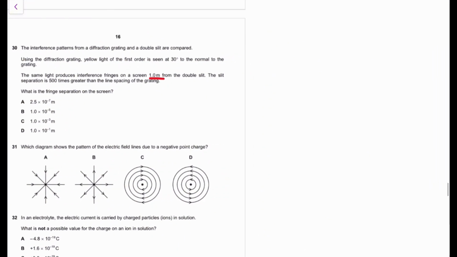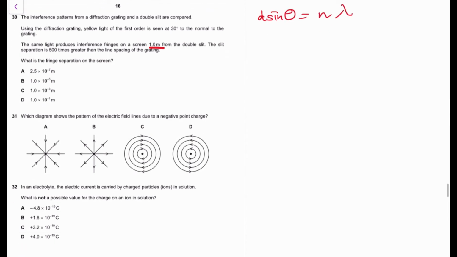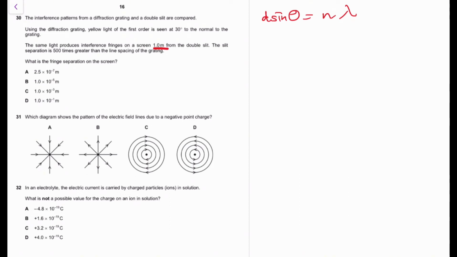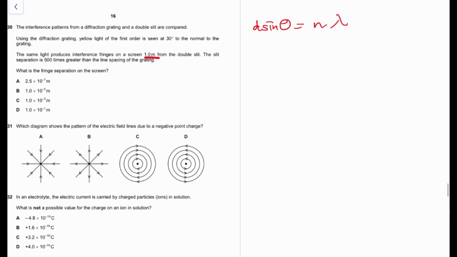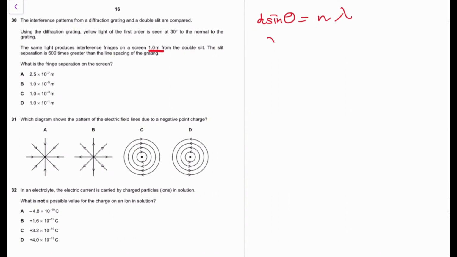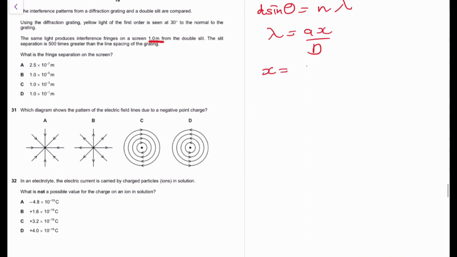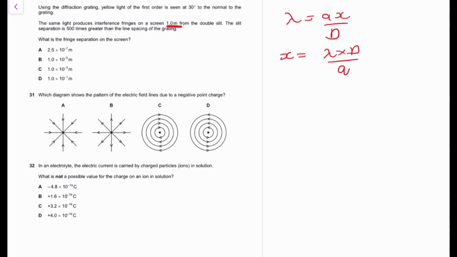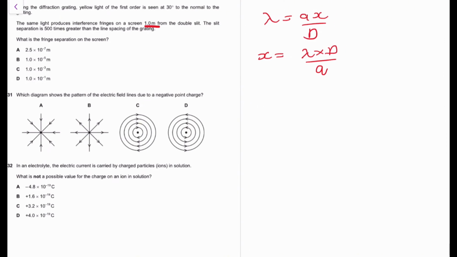What do we know? For the diffraction grating, d sin θ is equivalent to nλ, where we use yellow light of first order seen at 30 degrees to the normal of the grating. The same light now produces an interference pattern on a screen 1 meter from the double slit. We want to find the fringe separation. We also know that λ is equivalent to ax divided by D, so the value of x is equivalent to λD divided by the value of a. The screen is 1 meter away, so D is equivalent to 1.